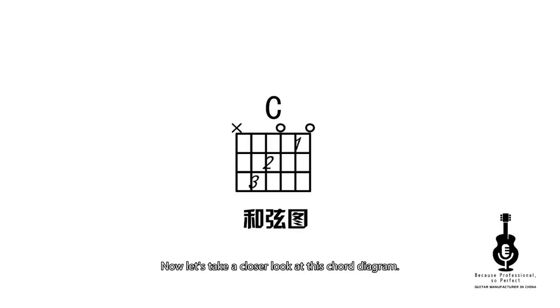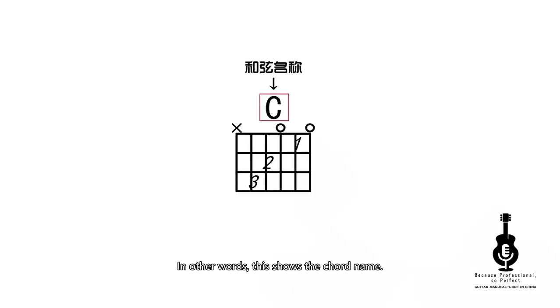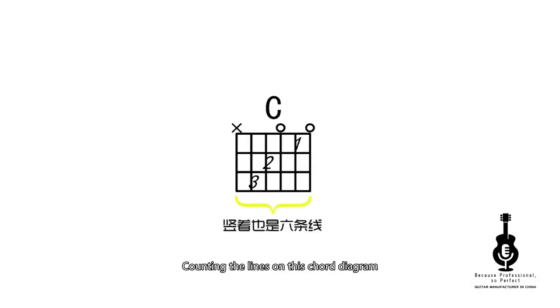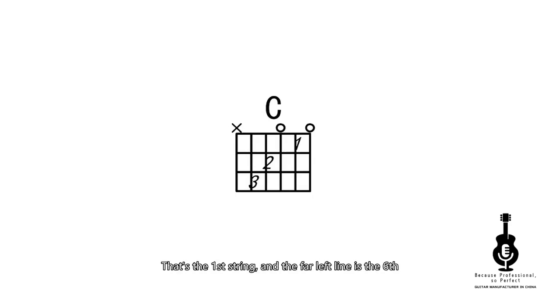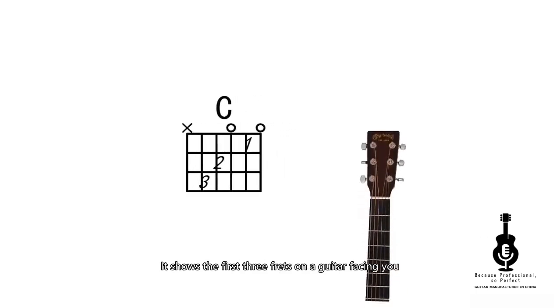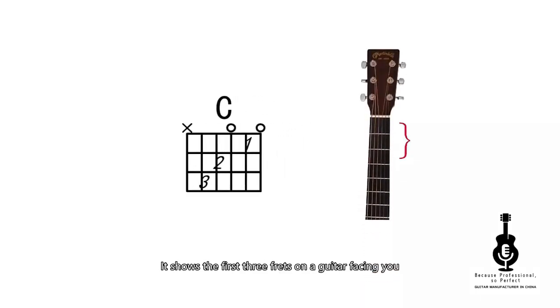Now let's take a closer look at this chord diagram. First, let's look at the letter C. It's the name of the chord. In other words, this shows the chord name. Counting the lines on this chord diagram, you'll see 6 lines. These 6 lines stand for the guitar strings. See the one we marked on the far right? That's the first string, and the far left line is the 6th. It shows the first 3 frets on a guitar facing you. That's what a chord diagram looks like.